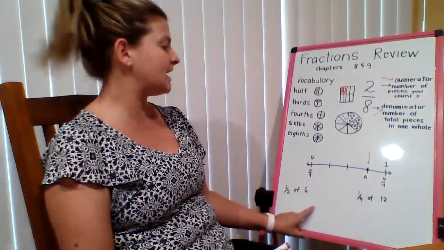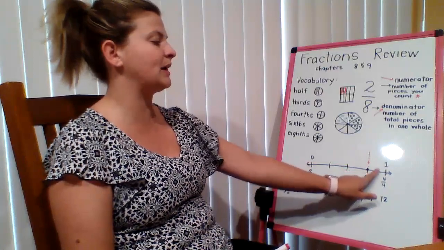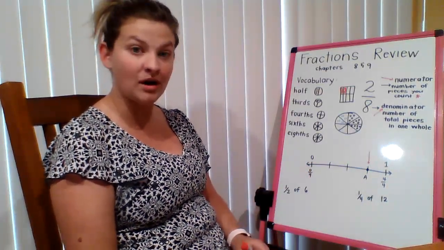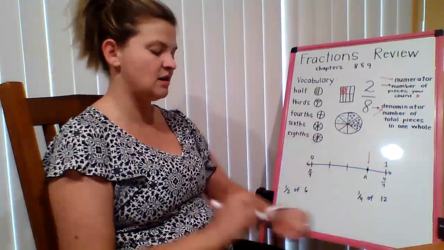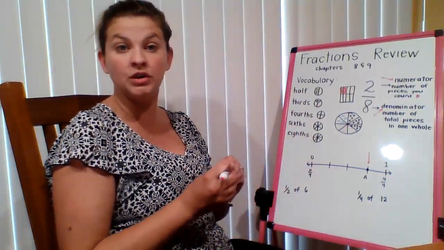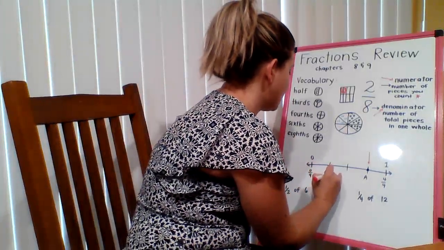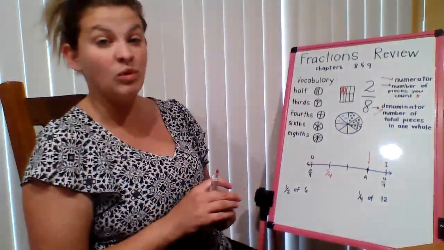Since this number line is split into 1, 2, 3, 4 equal pieces, we're using fourths. So our first line, we go from 0/4 to 1/4. If you're thinking 1/4, great job. So that first piece is 1/4.